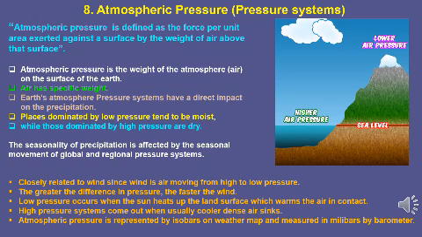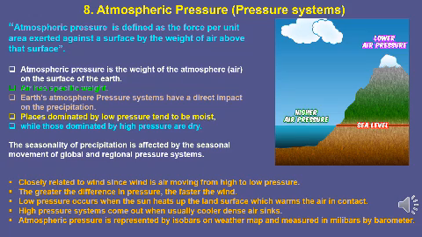The seasonality of precipitation is affected by the seasonal movement of global and regional pressure systems, closely related to wind, since wind is air moving from high to lower pressure. The greater the difference in pressure, the faster will be the wind. Low pressure occurs when the sun heats up the land surface, which warms the air in contact, and high pressure systems come out when usually cooler dense air sinks.